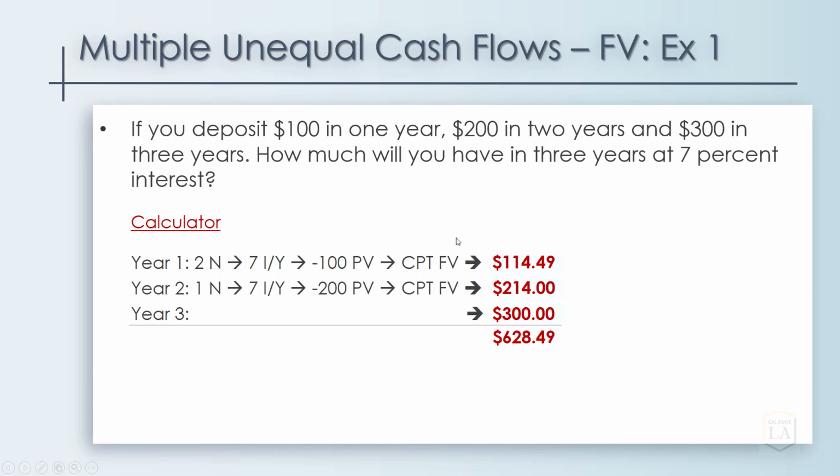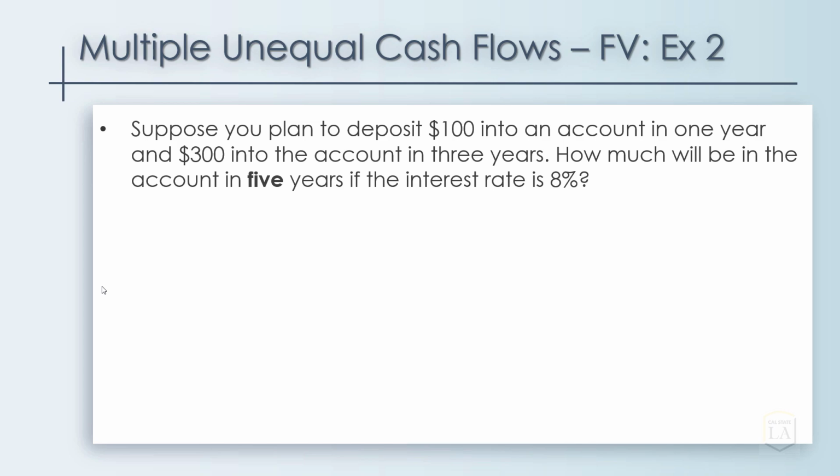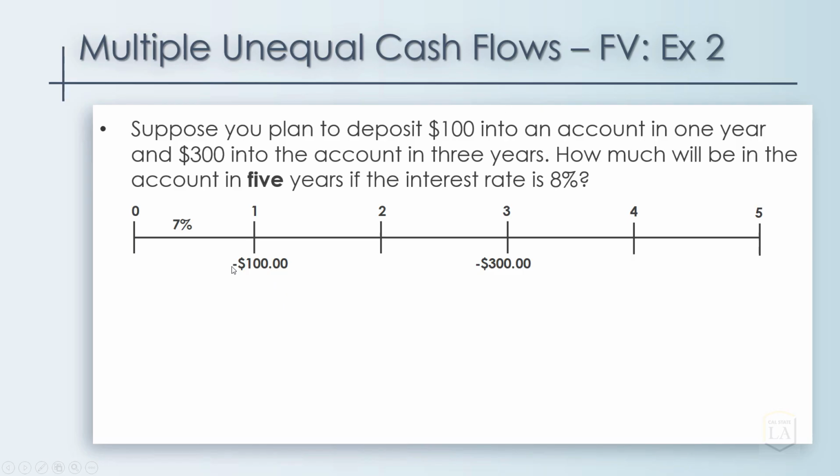And for all the calculator work, I'm going to shoot a separate video where you can watch how to input these numbers on your calculator. So the second exercise question: suppose you plan to deposit $100 into an account in 1 year and $300 into an account in 3 years. How much will that be in the account in 5 years if the interest rate is 8%? So what it's asking is, you are going to deposit $100 at the end of the 1st year, and you're going to skip the 2nd year, so 0 in the 2nd year. In the 3rd year, you're going to deposit $300 more.